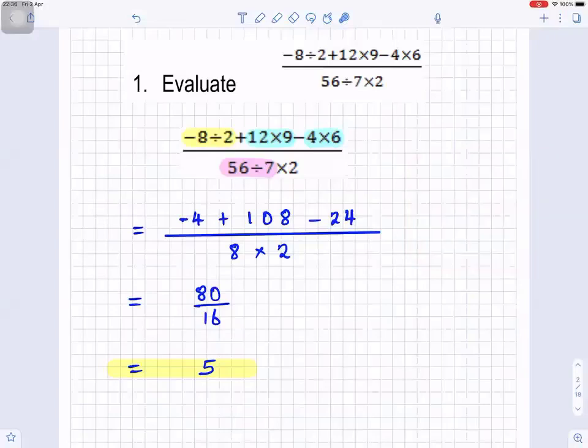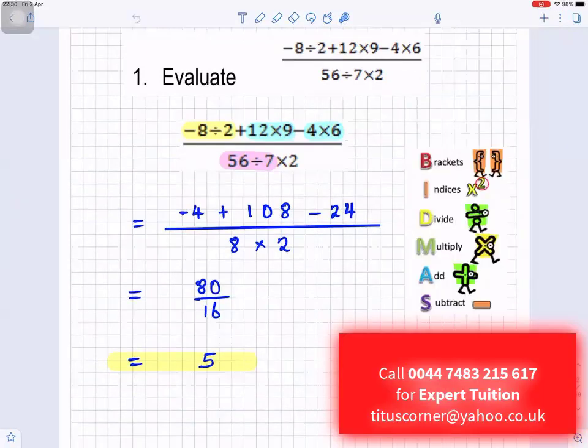Welcome back. Evaluate. What we want to do, we want to use BODMAS. So we look, is there a bracket? No, there's no brackets. Is there indices? No, there's no indices. Is there divide? Yes, there's a divide there and there's a divide there. So we divide first. Minus 8 divided by 2, it gives you minus 4. 56 divided by 7, it gives you 8.